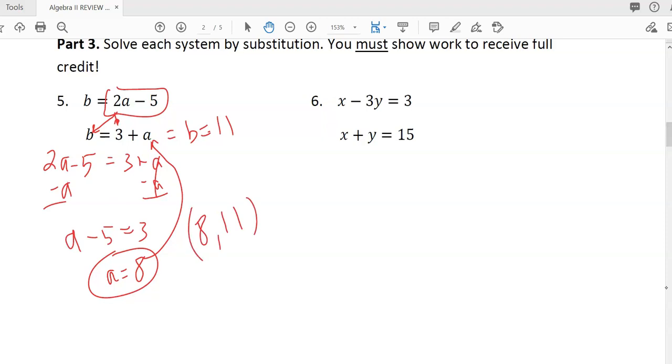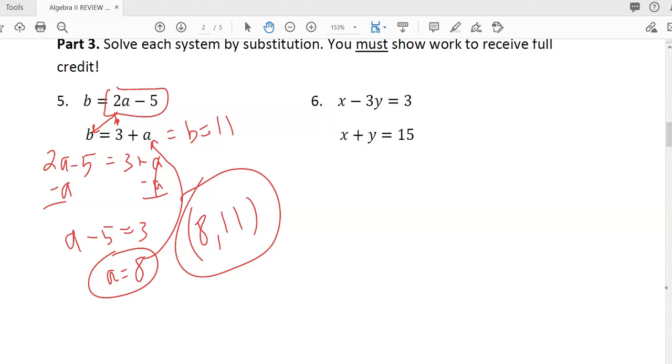Double check it if you want. If you're not sure, you're like, oh, maybe I made a mistake there. 2 times 8 is 16 minus 5 is 11. That makes sense. 3 plus 8 is 11. That makes sense. It works in both of them. So that's definitely the answer. So again, I want the answer in an ordered pair.